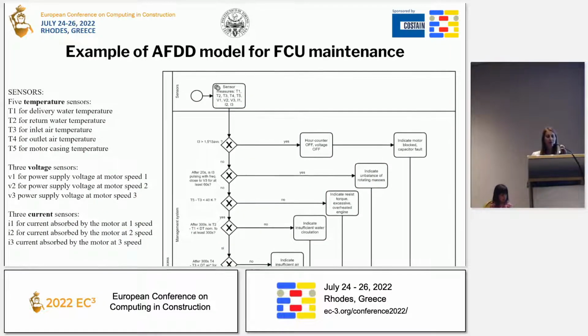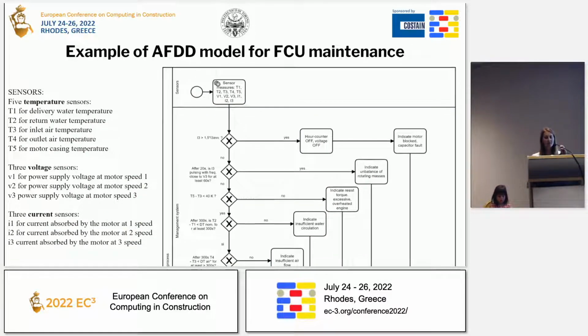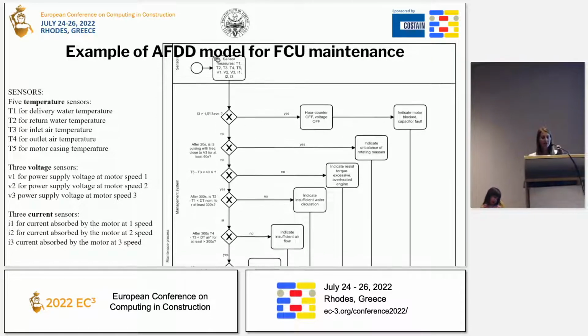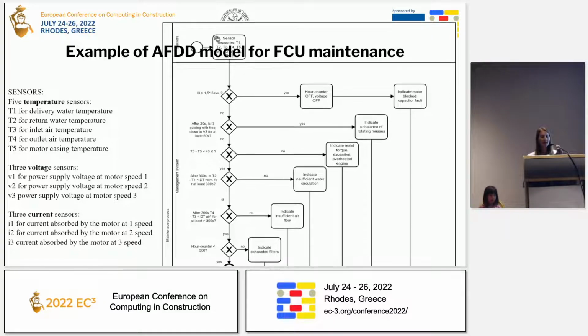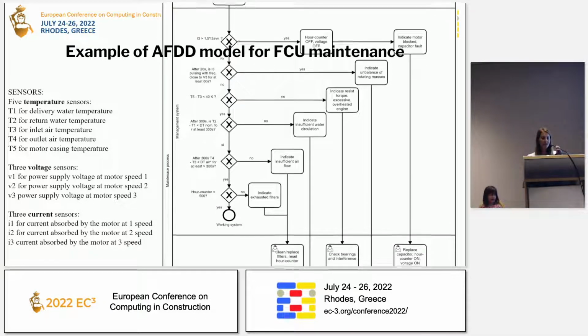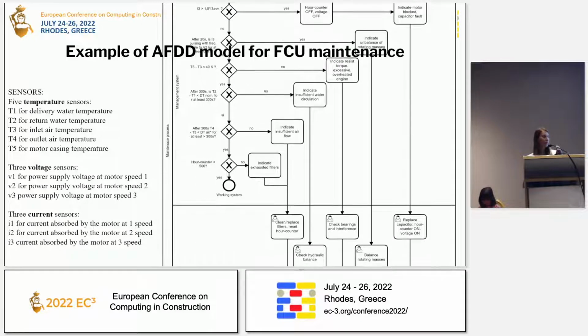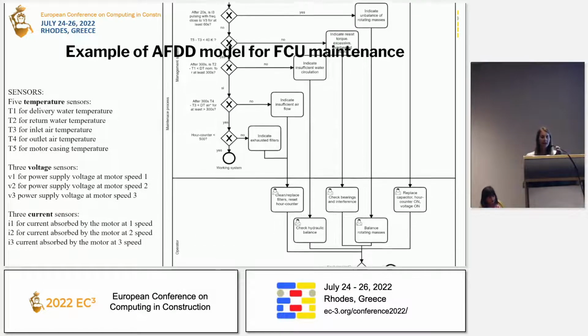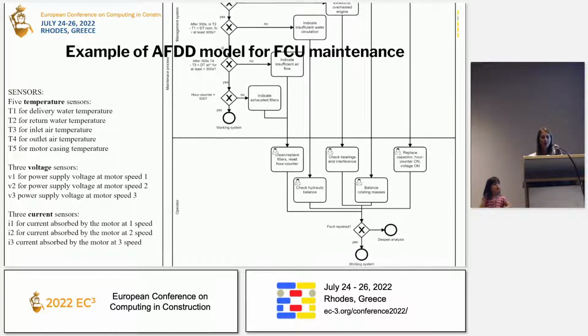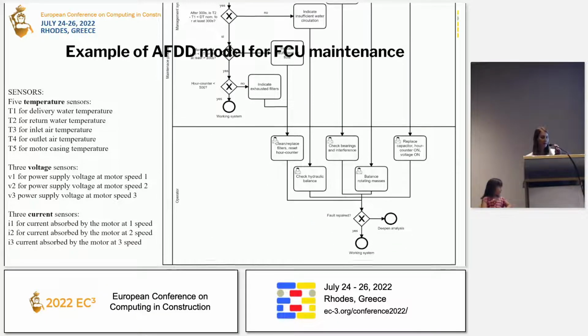This diagram proposes an example of the fault detection and diagnostics model for the fan coil unit maintenance. The presence of a fault is monitored through a set of sensors that must be installed on the fan coil unit. In particular, we have 5 sensors for temperature, 3 for voltage, and 3 for current.